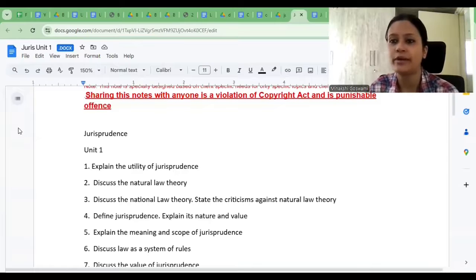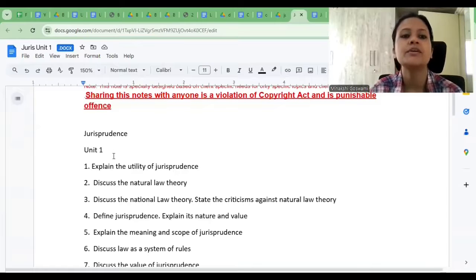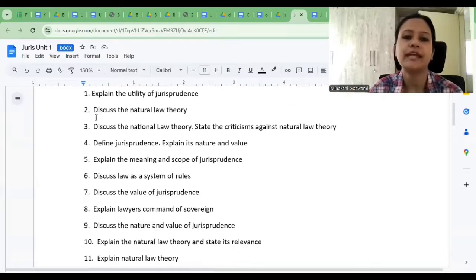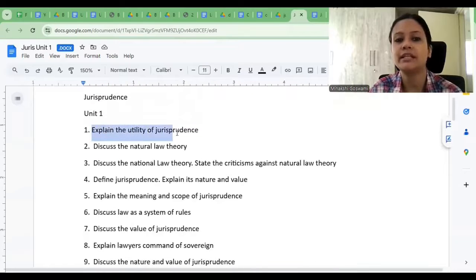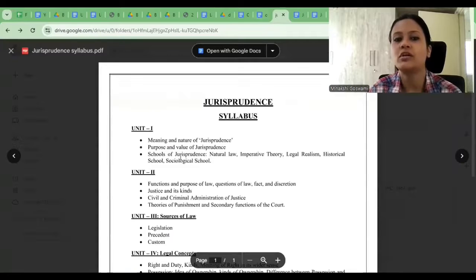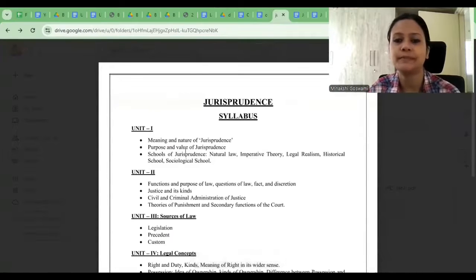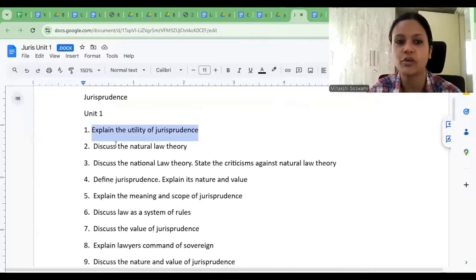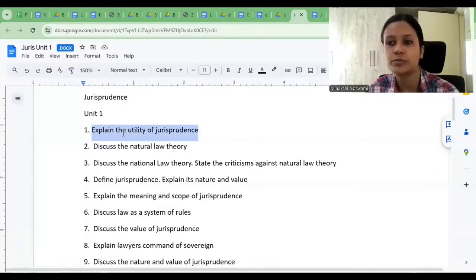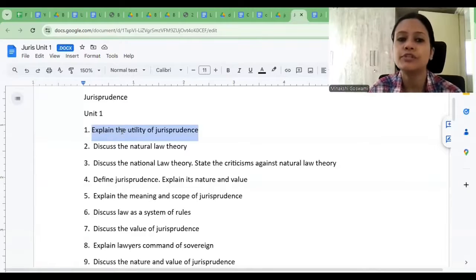So first we have some long questions from unit 1. First we have: explain the utility of jurisprudence. Because when we talk about the first unit, it's all about the meaning, nature, and purpose of jurisprudence along with the theories. So you can expect questions around that, like what is jurisprudence, what is the scope or nature of jurisprudence, and all that. So first we have: explain the utility of jurisprudence.